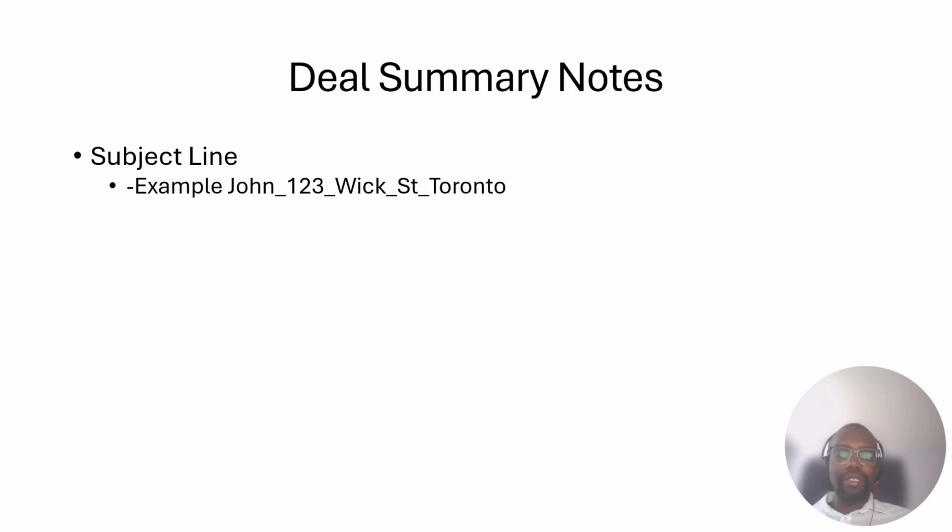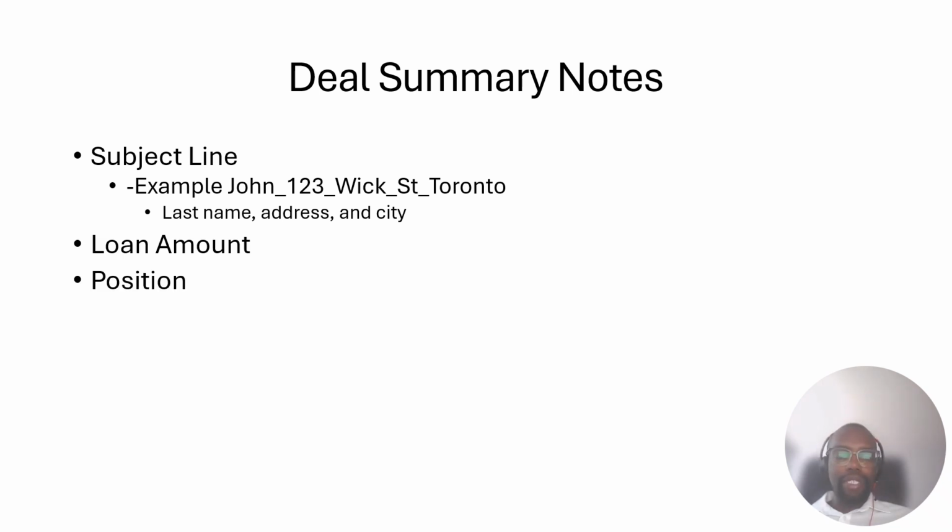So starting off with the deal summary notes, you're going to need just a bit of a detailed subject line. So what you want is essentially a last name, address, and city, just so that we can properly organize the file. And then loan amounts, very straightforward. How much is your client looking for? Position, is it going to be a first, second, or a third mortgage? LTV, what are you looking at? 50%, 65%, 75%. Very straightforward in terms of information.